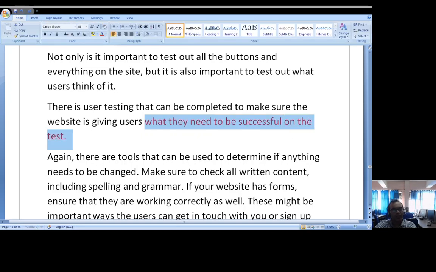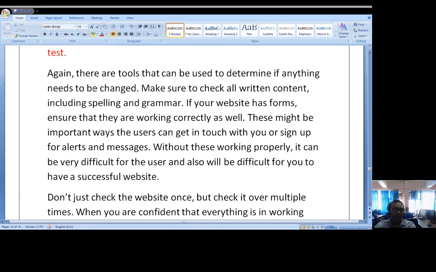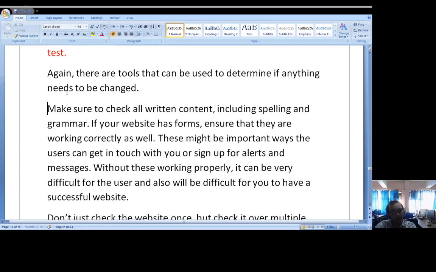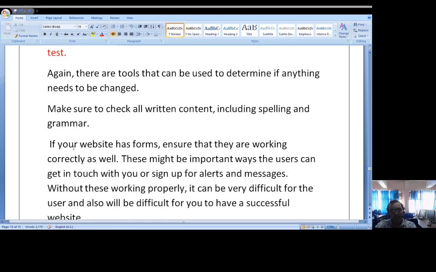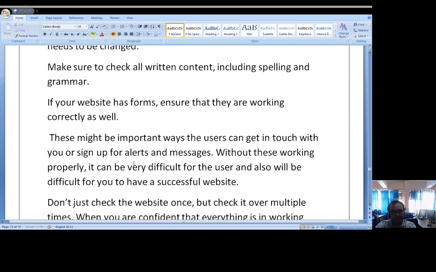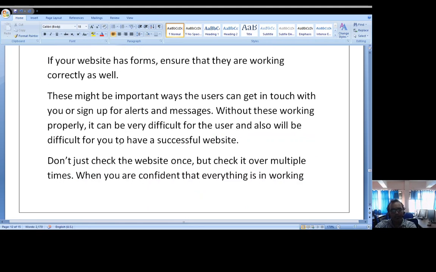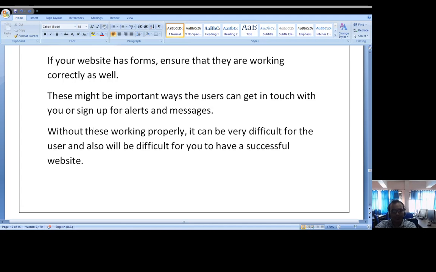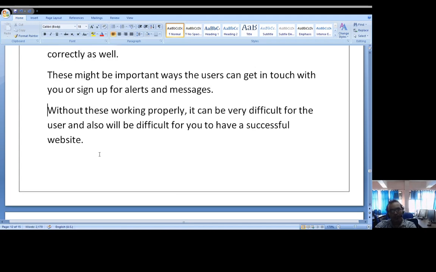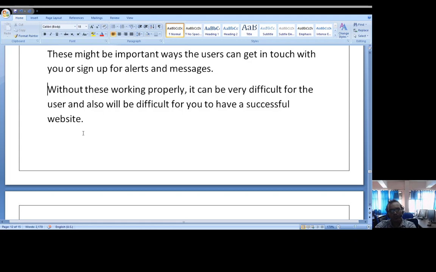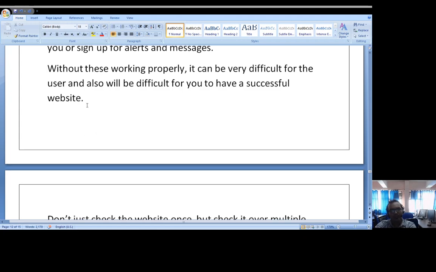At the end of the day, we are working for our users. Again, there are tools that can be used to determine if anything needs to be changed. Make sure that all written content is checked, including spelling and grammar. If your website has forms, ensure that everything is working correctly. These might be important ways that users can get in touch with you and sign up for alert messages. Without these working properly, it can be very difficult for the users, and for you, to have a successful website.